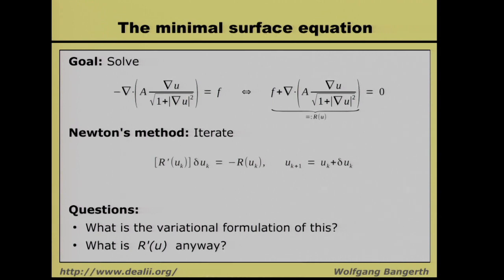So in order to write down concretely what I need to do for this iteration, I need to ask two questions. First, these are all partial differential equations. I want to solve them with the finite element method, so I need to come up with some sort of variational formulation of this. And of course, as part of this, I will have to ask, well, what is this r prime of u anyway? So what is the derivative of a nonlinear operator r of u in the context of function spaces, of functions u of x? I'm going to start with the second question, what this r prime is.